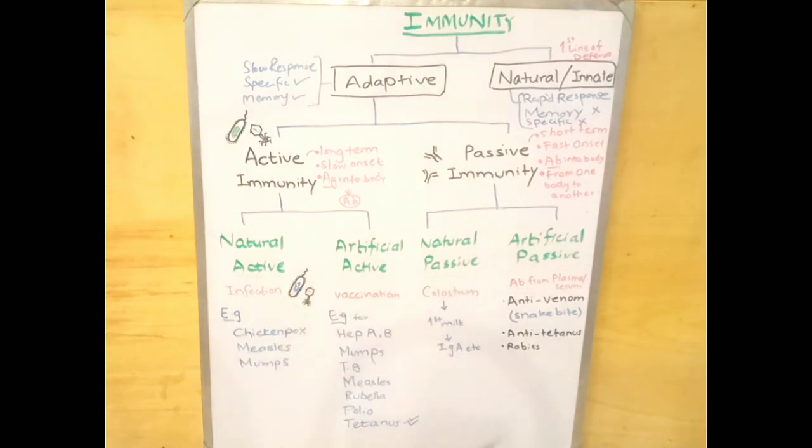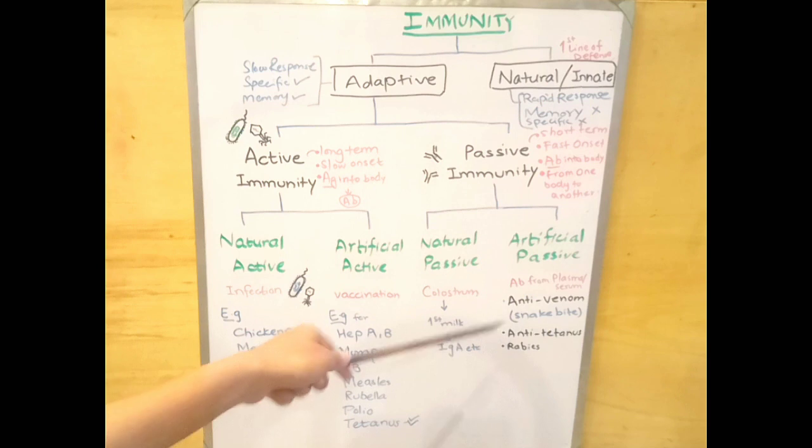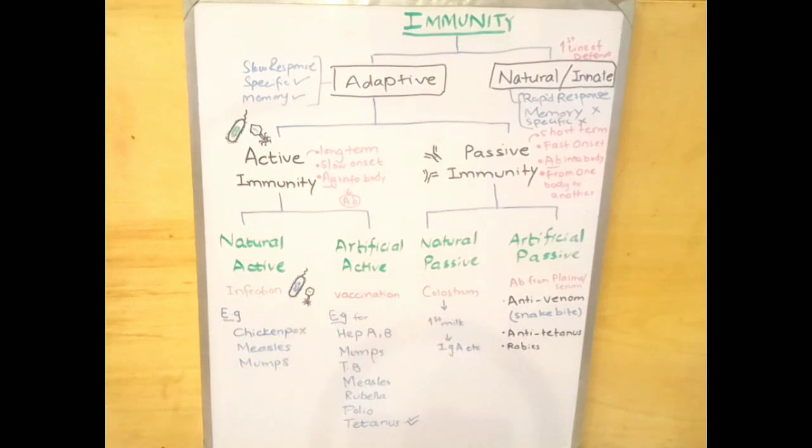Then we have the artificial passive, in which the antibodies are introduced into our body from plasma or serum. Important examples are rabies, tetanus, and in the case of a snake bite, what we can give is the antivenom. This artificial passive immunity is given prophylactically when the person has been exposed to the antigen and can develop the disease. In order to prevent the disease, artificial passive immunity can be given.